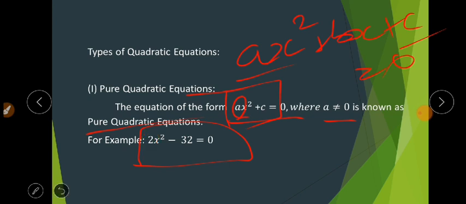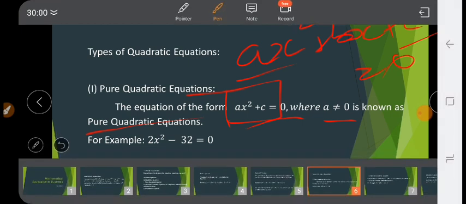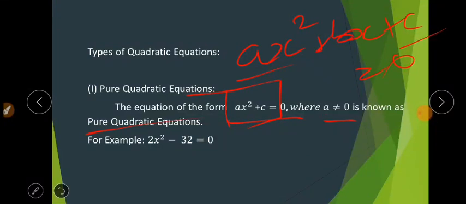You can simplify this. I think you people know how to simplify it. In the next class, we'll deal with the practical part, where we will take up all varieties of sums under quadratic equations.